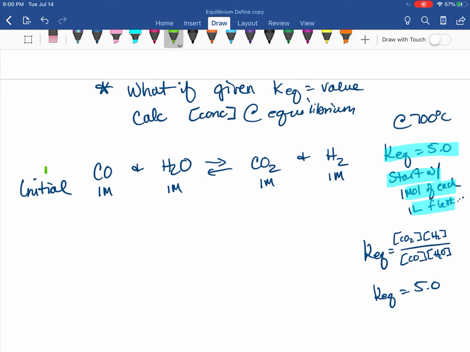Okay, now I love a good ice table. So we start with initial. That's a great place to start. That's our I. And then we're going to have some kind of change. That's the C in our ice table. Some kind of change is going to happen. This reaction has got to reach equilibrium first. And so once we undergo some change, at some point we will reach equilibrium. Okay, that's the E for our ice table.